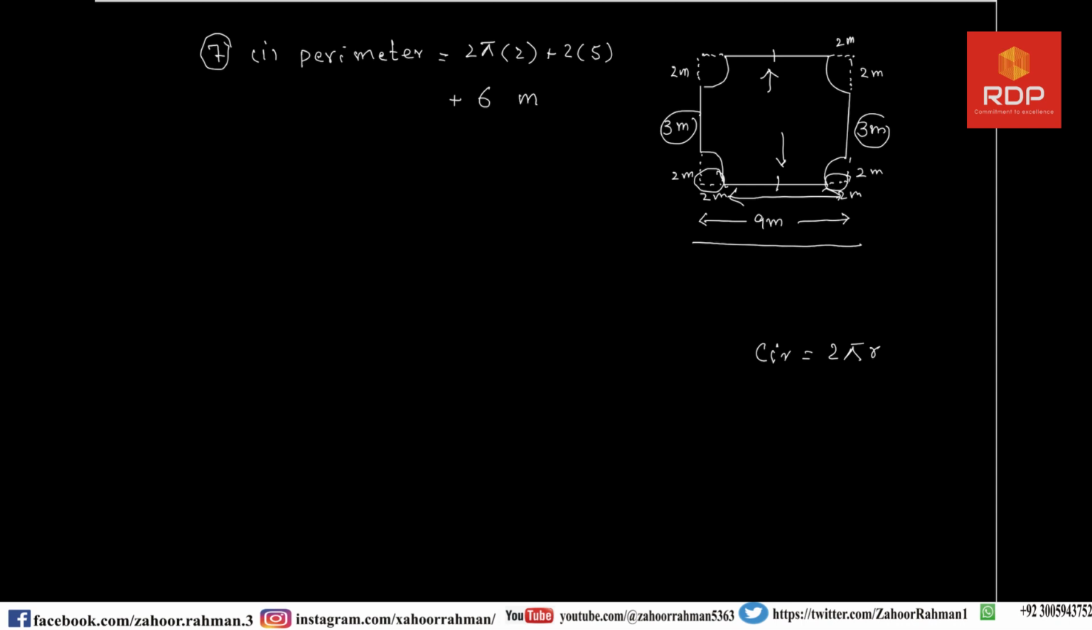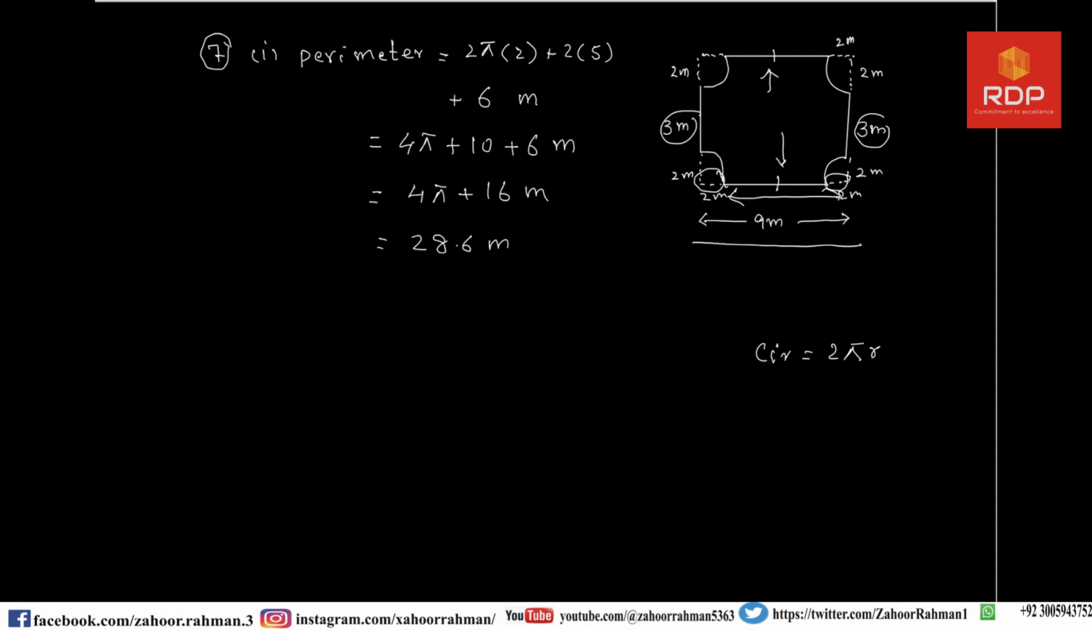6. And when we calculate it, it will be 4 pi plus 10 plus 6 meter. And similarly, we are getting 4 pi plus 16 meter. When we are inserting the value of pi and calculating it, we will get 28.6 meter. So that is the perimeter.